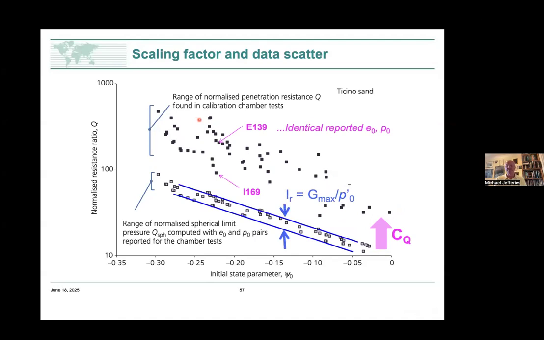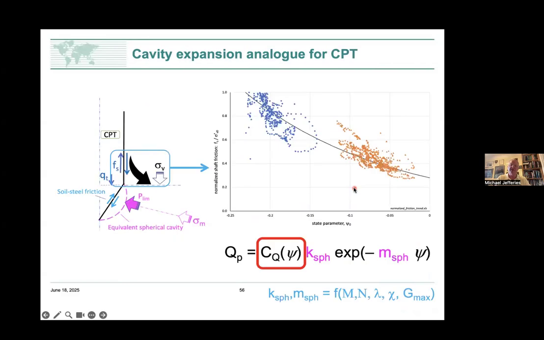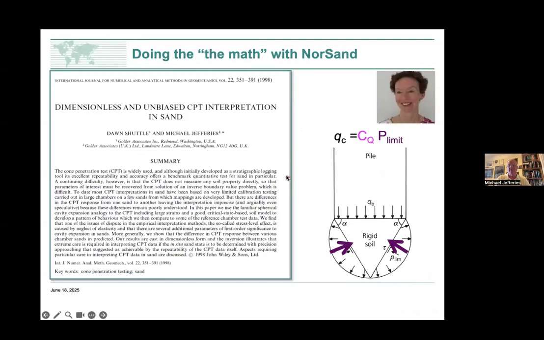Now, there is an effect of I_R. The reason we have scatter in the finite element solutions is that it's not just the state parameter. Gmax actually also has an influence. And what you find is you get a calibration factor that looks like this. This is our K, and this is our M, and they're functions of elasticity. And that's why we want to use the seismic cone in situ, because that gives us our Gmax in the profile. And the computer program that does this a lot, we make available as public domain, is fondly known as the widget.